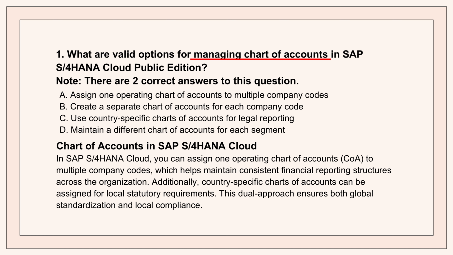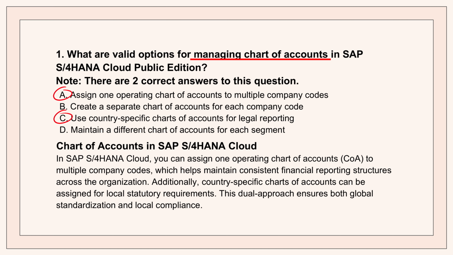Well, the thing that immediately stands out is that classic tension between global standards and local rules. And the correct answers really show this. So, A, assigning one operating chart to multiple company codes, and C, using country-specific charts for legal reporting. They perfectly illustrate this balance.